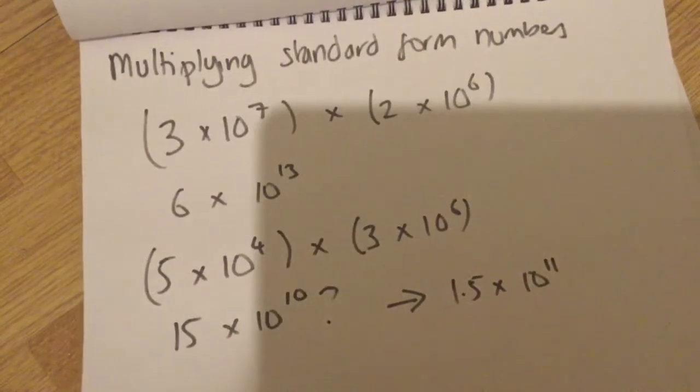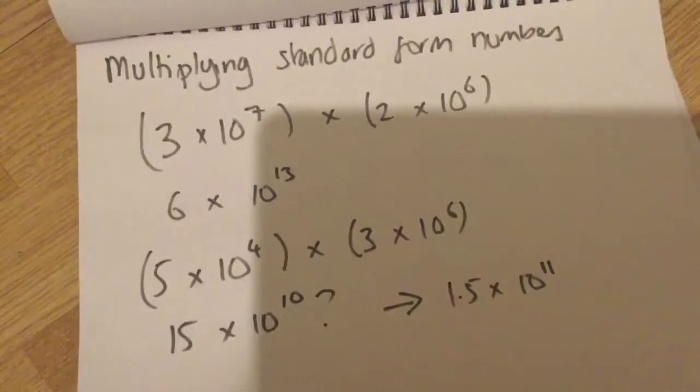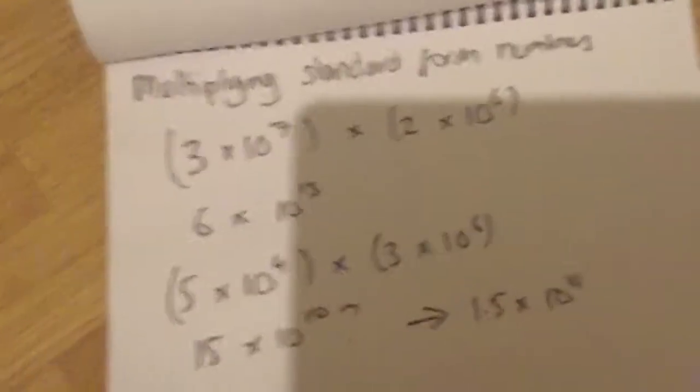So that's my way of getting around the problem that sometimes when you multiply standard form numbers, you get a number that's not automatically in standard form. That's what you do for that.